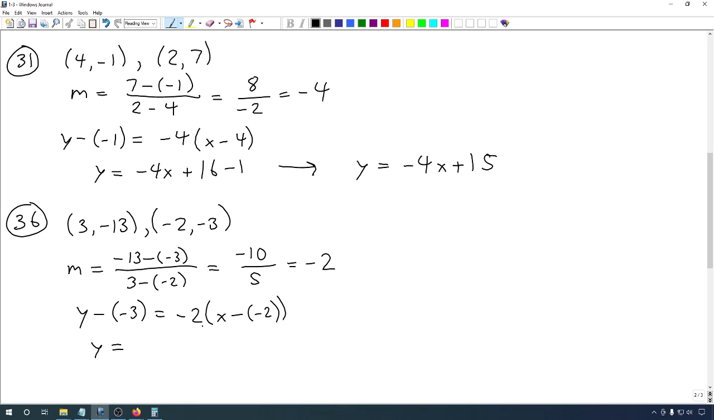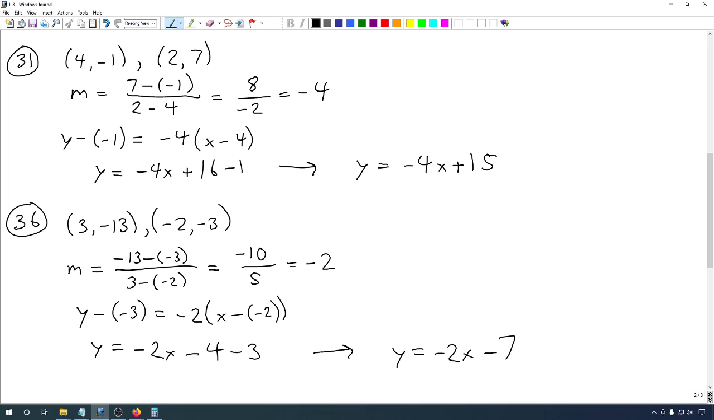Again, we're going to distribute the -2, so we have a -2x. We have a -2 times a -2. Well, 3 negatives makes 1 negative overall. So we're going to have a negative 2 times 2, which is 4. But I need to go ahead and add a -3 over to this side. So our final answer this time, we have y is equal to -2x, and then the -4 and the -3 combine to give us a -7.